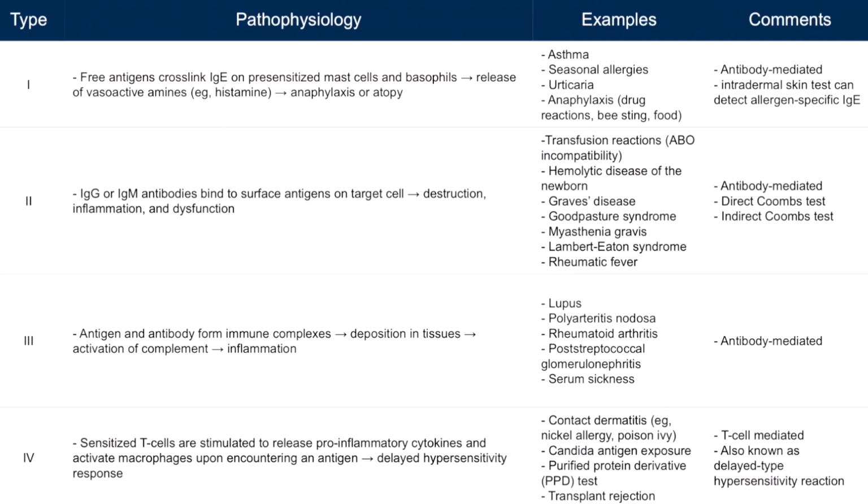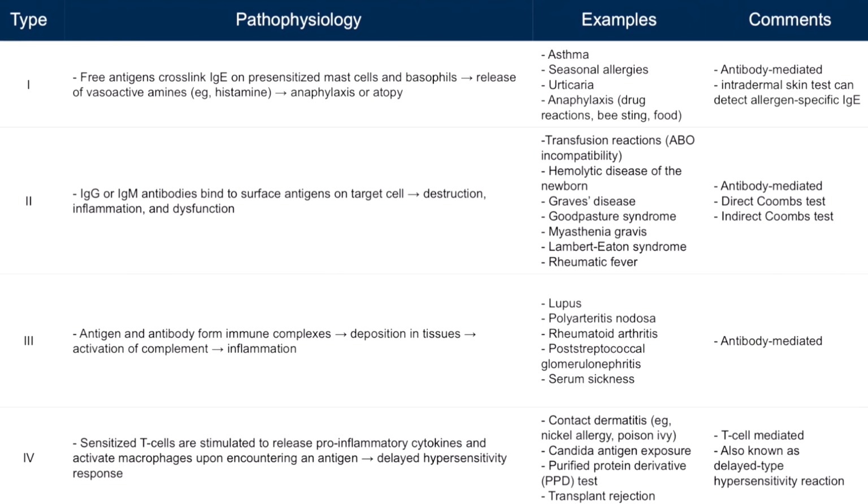High-yield examples of type 3 hypersensitivity reactions include lupus, polyarteritis nodosa, rheumatoid arthritis, post-streptococcal glomerulonephritis, and serum sickness-like reaction, which will be discussed in greater detail later in this presentation. Similar to type 1 and type 2 hypersensitivity reactions, type 3 hypersensitivity reactions are also antibody-mediated reactions.